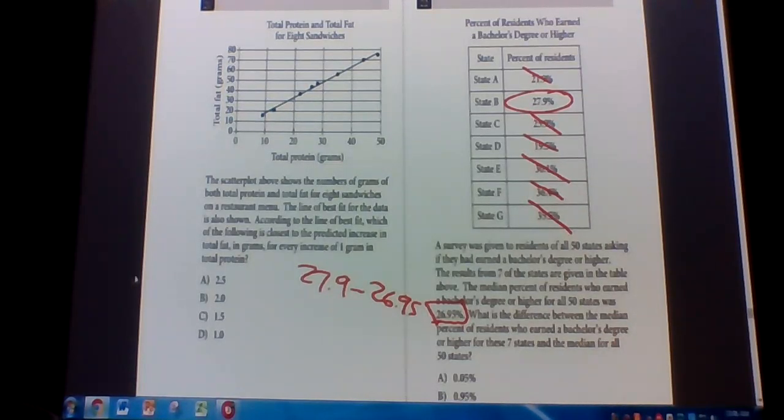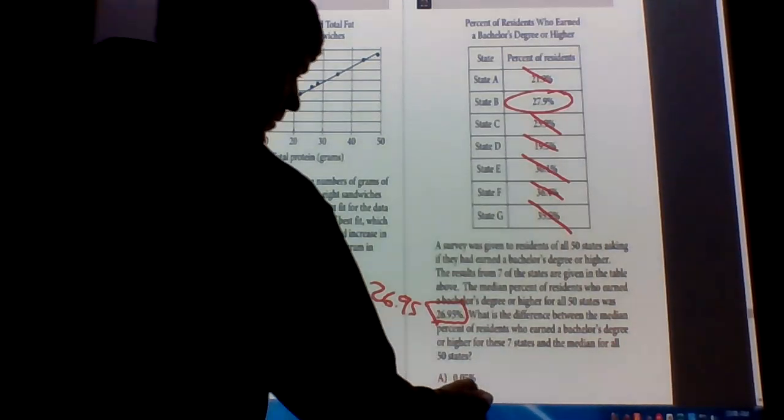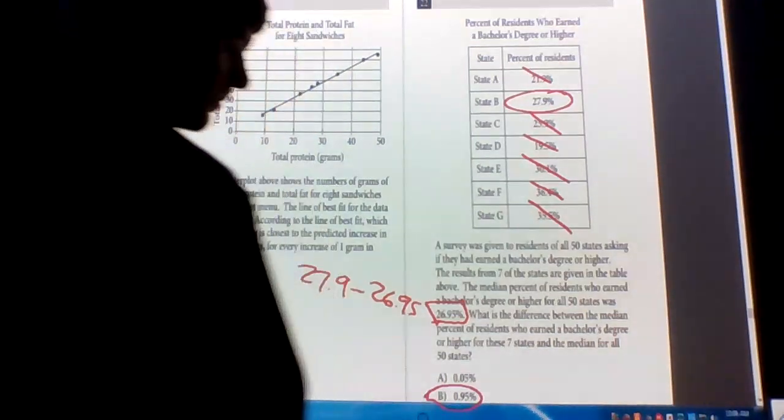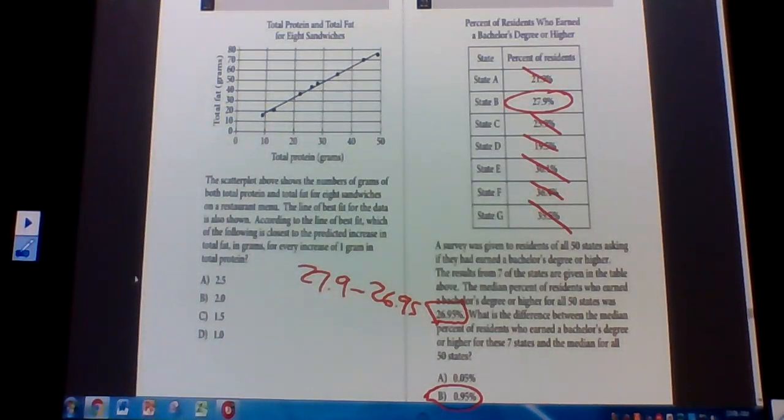22? Says B. Let's do it. 27.9 minus 26.95, yeah, 0.95, which should be option B. Okay. 23.